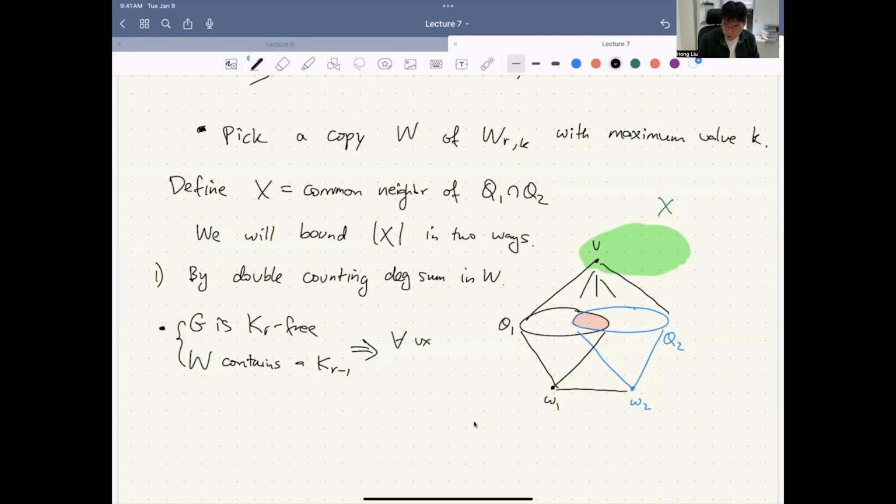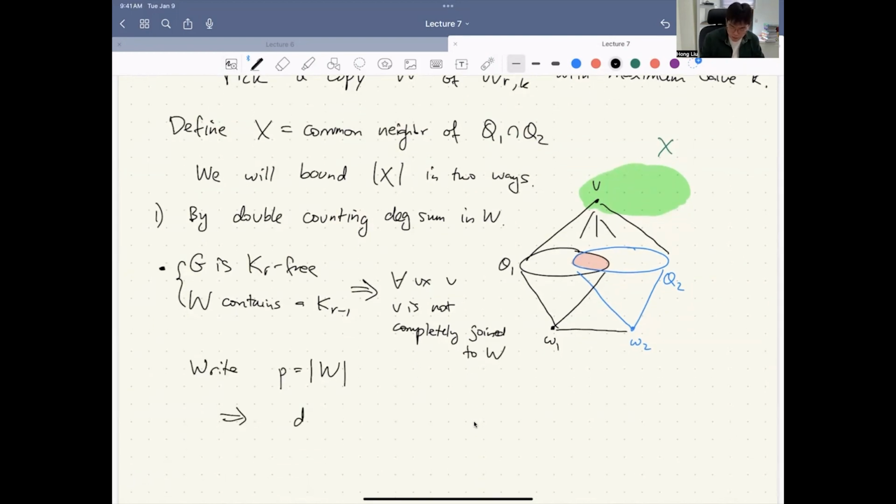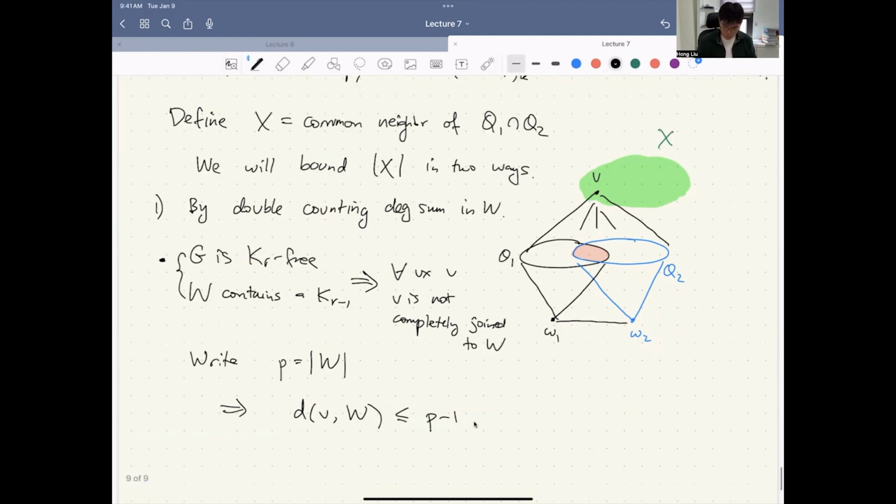For any vertex V, V is not completely joined to W. Okay, so let's write P to be the number of vertices in W. This implies that the degree of any vertex V in W is at most P minus 1. You cannot be joined to everything.